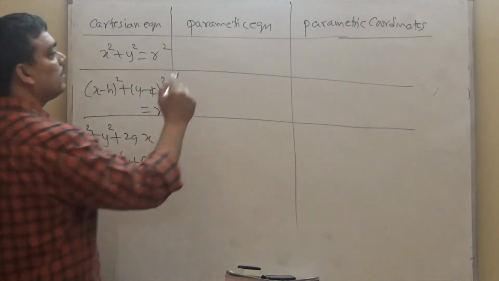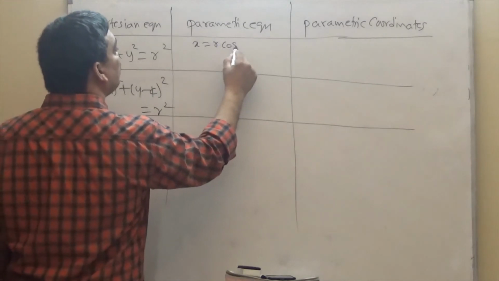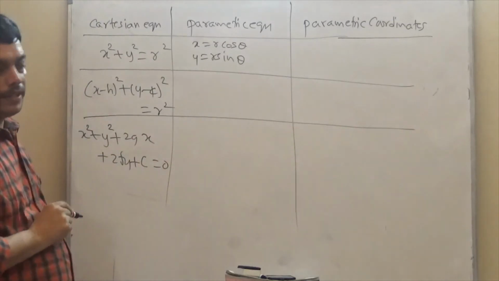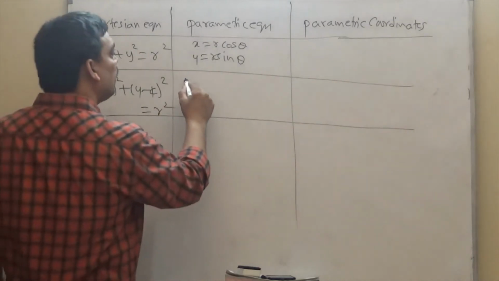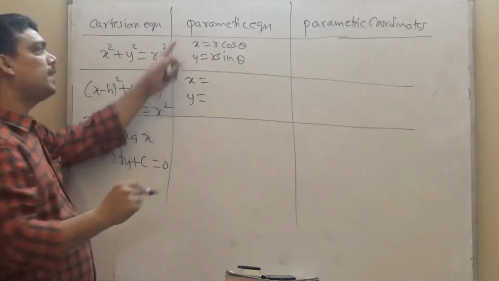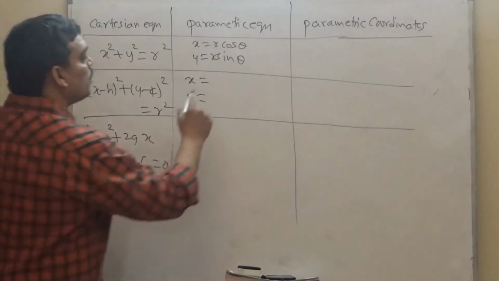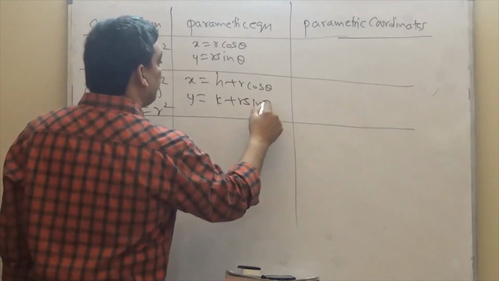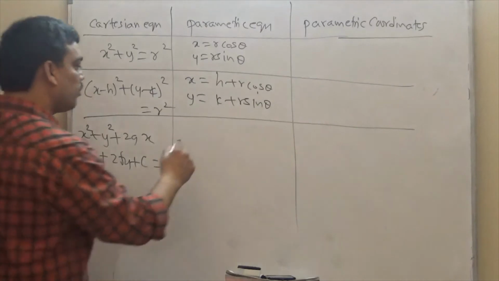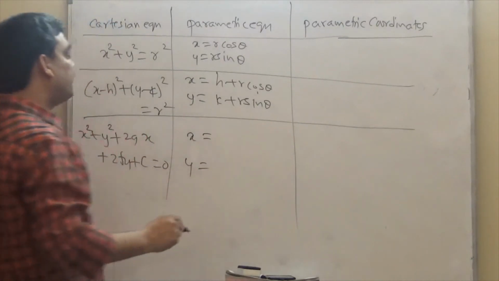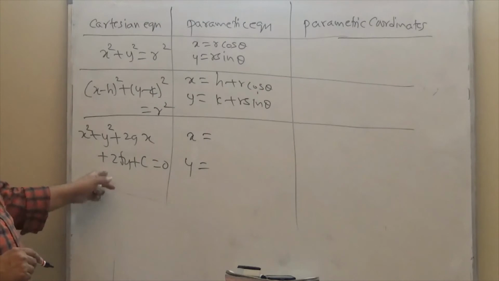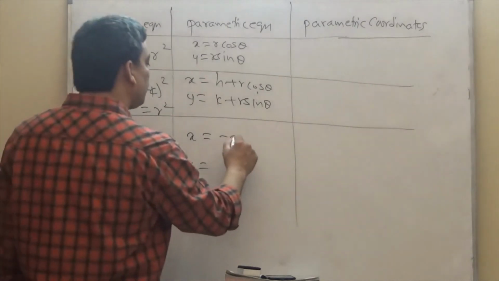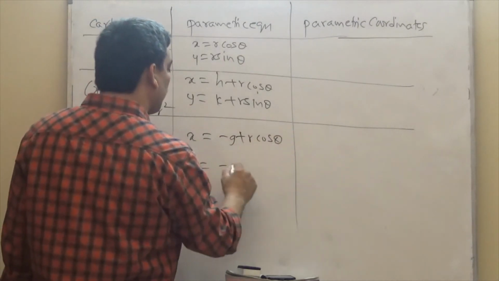So for the first one, the parametric equation is x equal to r cos theta and y equal to r sin theta. So theta is a parameter. In the second one, the parametric equation is x equal to just the same thing as the previous one, but we'll add (h, k) in the RHS. So this will be h plus r cos theta and k plus r sin theta. And the same way if you are going to write for this circle, it will be x equal to and y equal to. The center for this circle is (minus g, minus f). So the same result as this, but center (h, k) is replaced with (minus g, minus f). So we write here minus g plus r cos theta, minus f plus r sin theta.